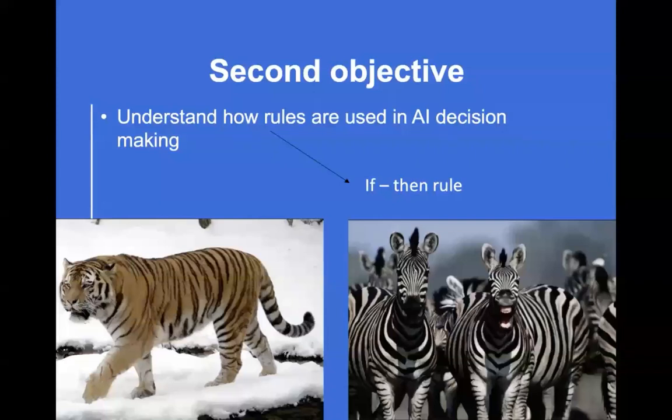The second objective, understand how rules are used in AI decision making. So we've looked at the if-then rule. We've looked at, hey, these have this characteristic, and that's why it would be a cat. It has a large snout and large ears that are coming downwards, so it'd be a dog.